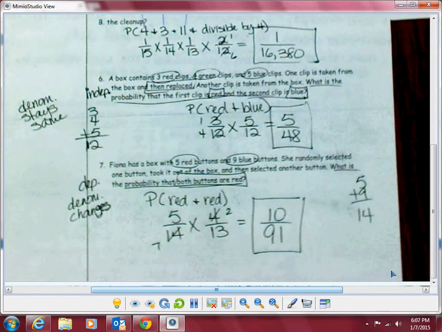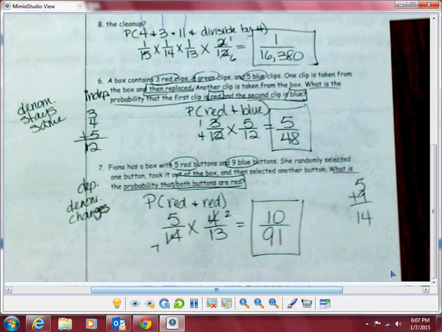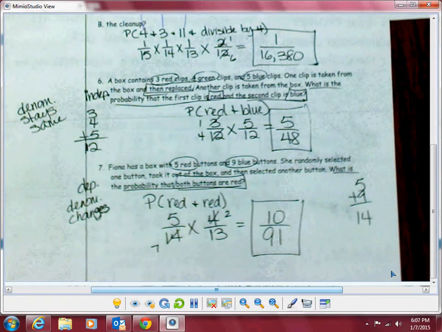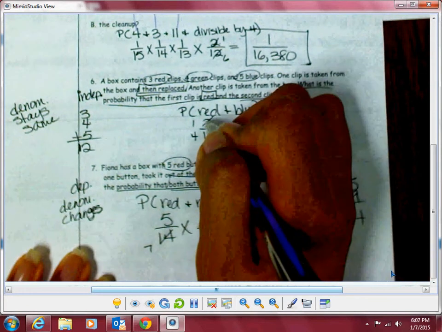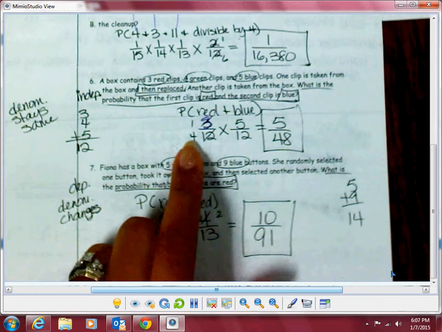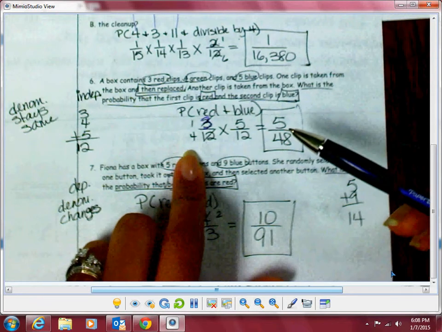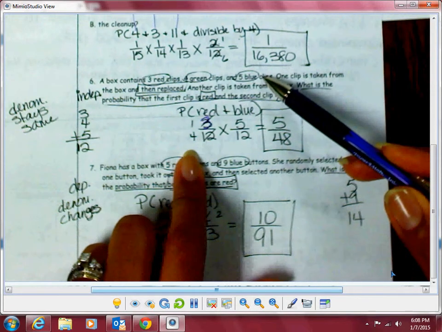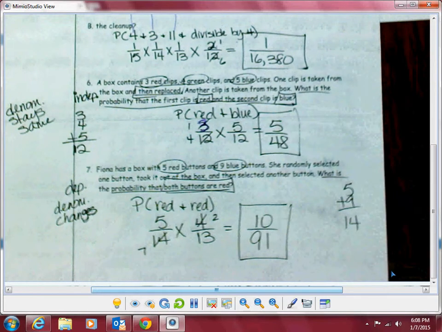So the probability of first getting a red and the second being a blue, right in parentheses, red and blue. Since we started out with 3 plus 4 plus 5, that's a total of 12 altogether. So the probability of my red is 3 out of 12. That's the 3 that was crossed out. And since that's simplified to 1/4, that's why I have 1/4 sitting over here. Now my probability of blue, there are 5 blues. And since that first red was put back in, I still have 12. So that's why I have 5/12. Multiplying, you get 5/48.